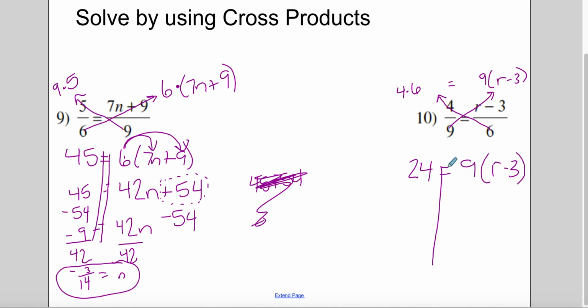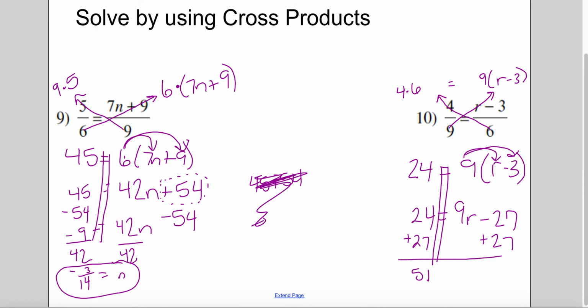Again, after I get my railroad tracks in, this is where I need to do the distributive property. So I'm going to take the 9 times the r, get 9r. I'm going to take the 9 times the negative 3, and it's going to give me negative 27. And then over here, I still have 24. My goal is to figure out what the r equals? So in order to figure that out, I need to undo the PEMDAS and I need to add 27 to both sides. When I add 27 to both sides, this side is 51 and this is 9r.